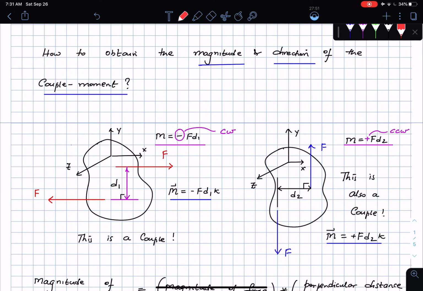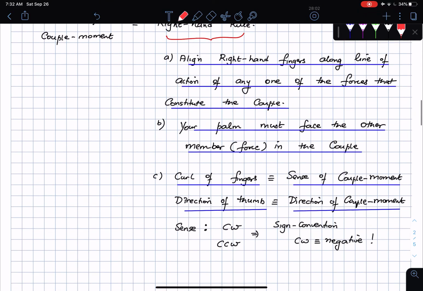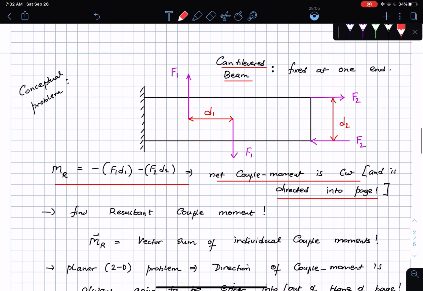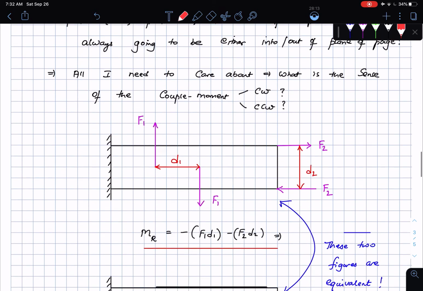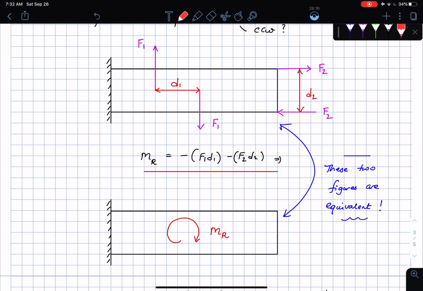Fingers of your right hand aligned with one of the members of the couple, palm faces the other one. Curl your fingers. Thumb direction gives you the direction. The curl of your fingers gives you the sense. And what are you going to see from now on? If there were some couples present on this body, you are not going to be seeing these forces if they were indeed couples. You will just be seeing the direct net effect of the forces on them, which is nothing but a clockwise couple moment in this case.